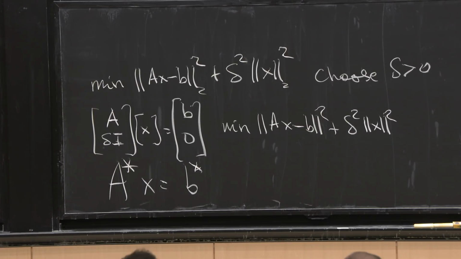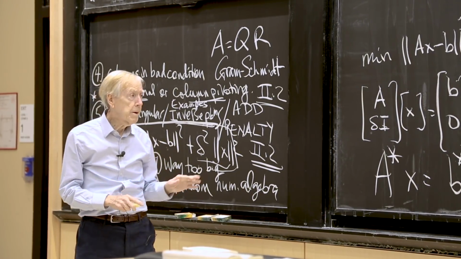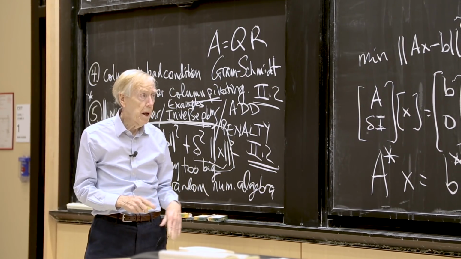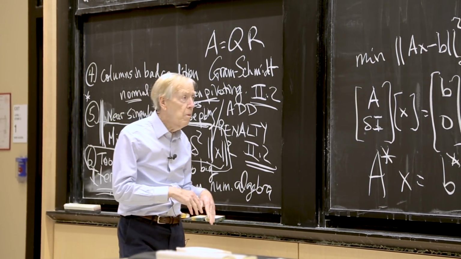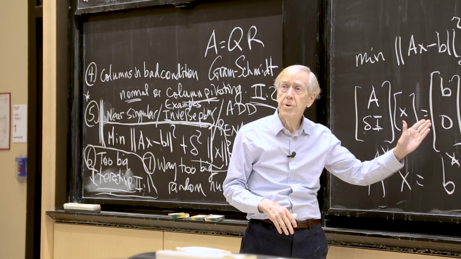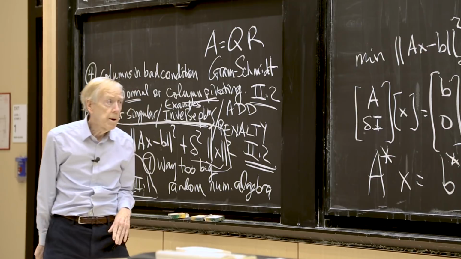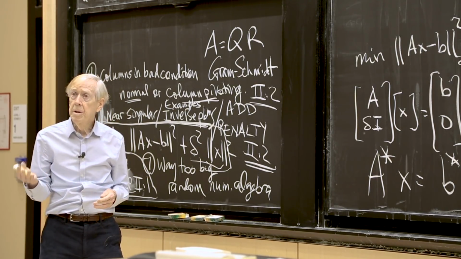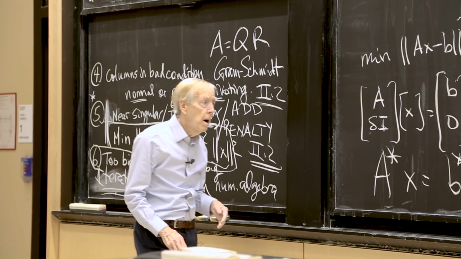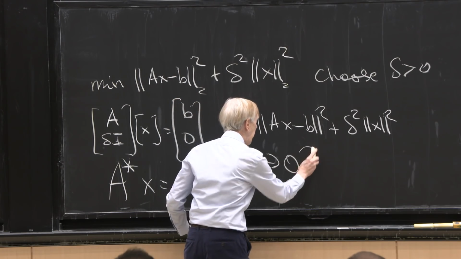And the question is, what should delta be? Well, that question's beyond us today. It's a balance of what you can believe and how much noise is in the system and everything. Yeah, the choice of delta. What we could ask is the math question: what happens as delta goes to 0?